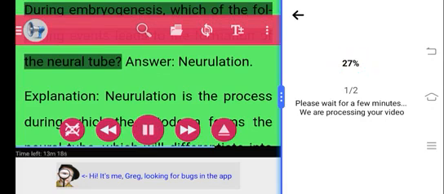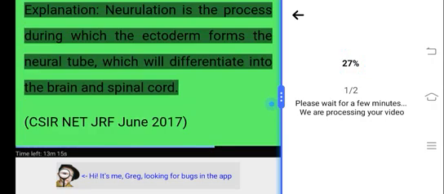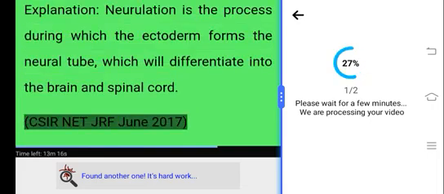During embryogenesis, which of the following events leads to the formation of the neural tube? Answer: neurulation. Explanation: neurulation is the process during which the ectoderm forms the neural tube, which will differentiate into the brain and spinal cord. CSIR-NET JRF June 2017.